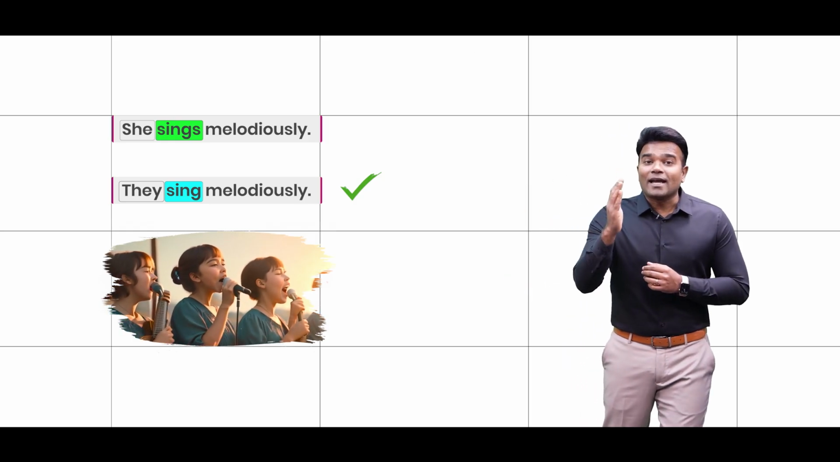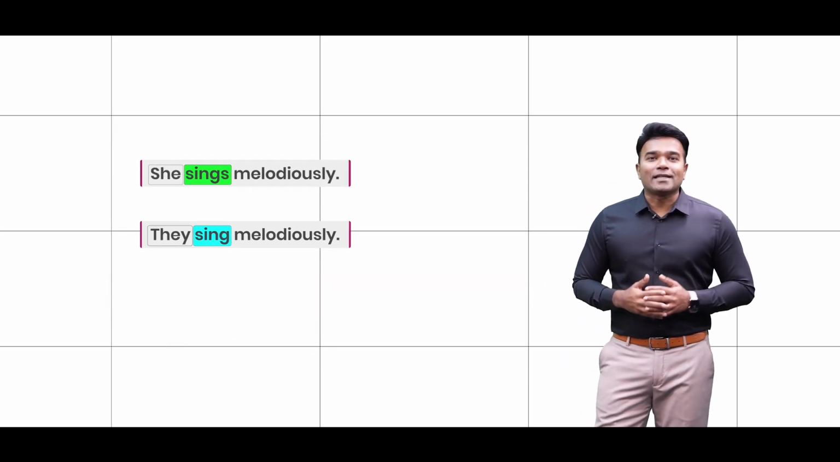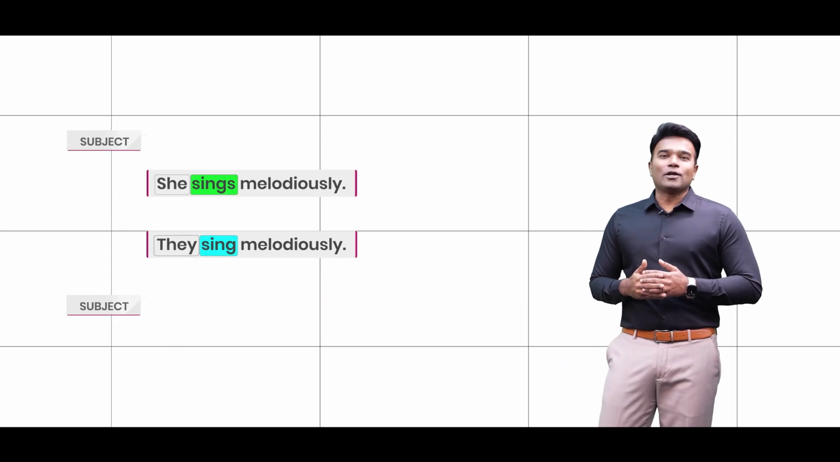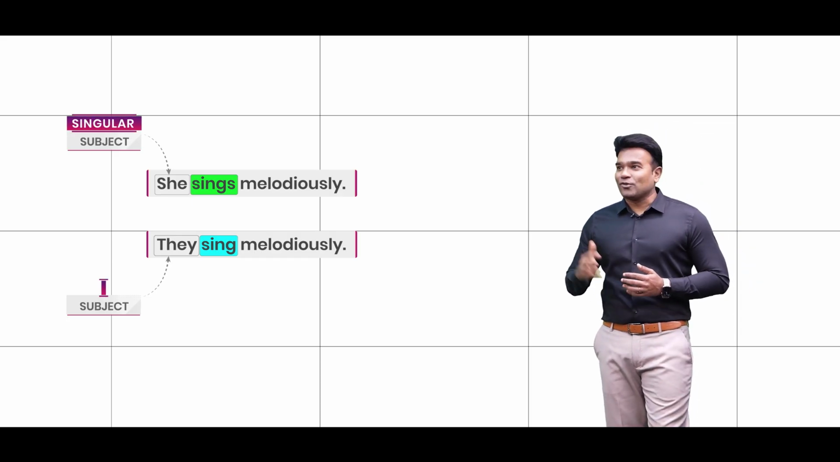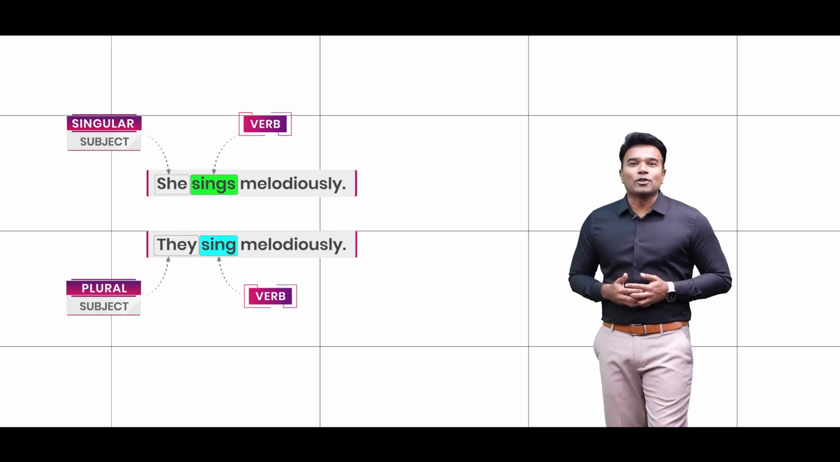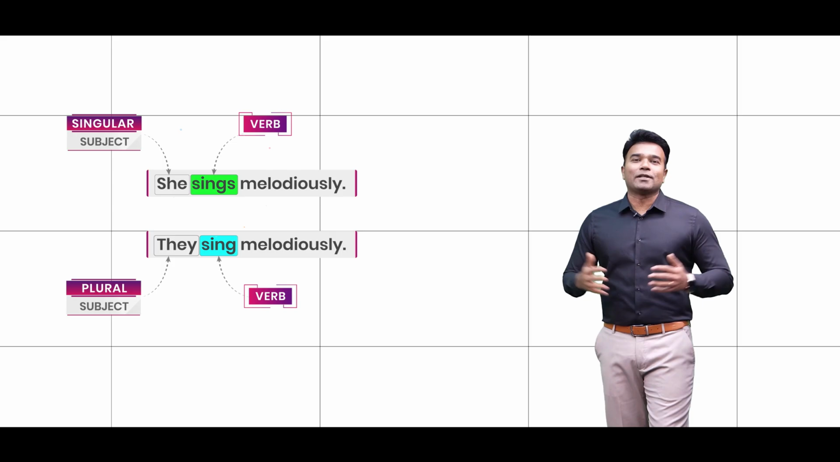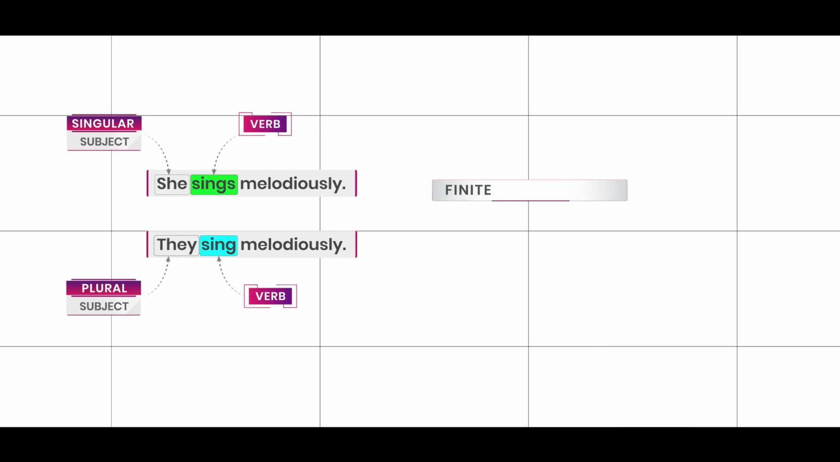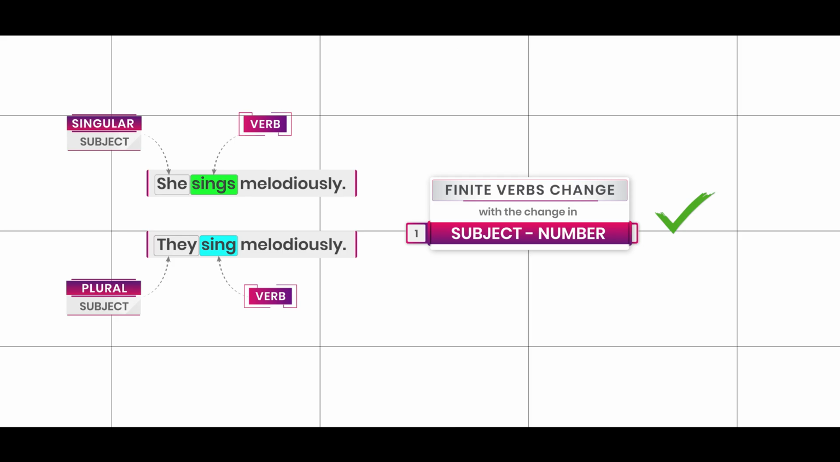So what you can again notice in this example is that as the subject changed from the singular form to the plural form, the verb also changed from sings to sing. In other words, such verbs that change whenever there is a change in the subject number is what we refer to as the finite verbs, and hence in these examples sings and sing happen to be the finite verbs.